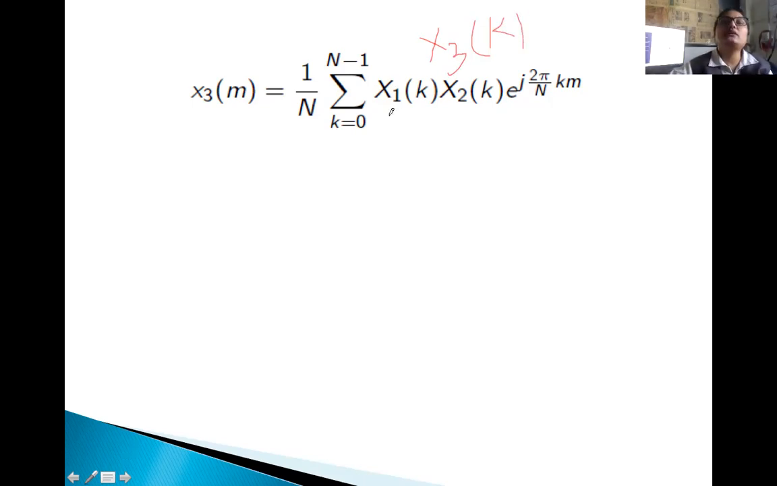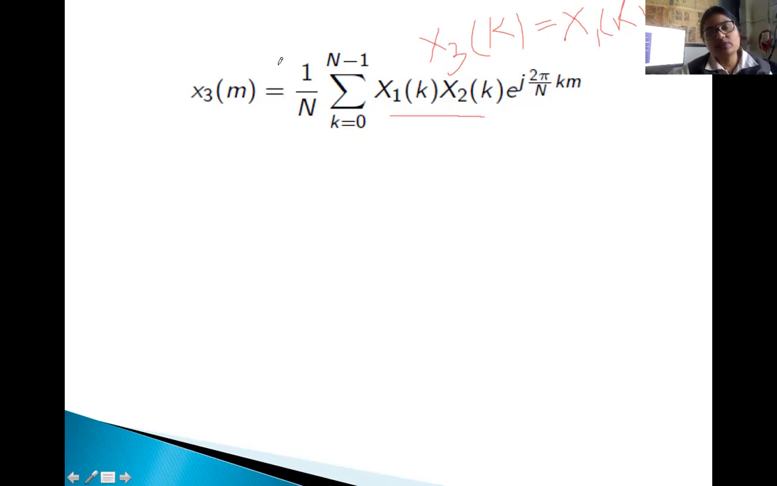How do you write here? This is x3 of K. Now, what is the value of x3 of K? x3 of K is simply the multiplication of x1 of K and x2 of K. So by these two multiplications, we will be obtaining x3 of K, right?